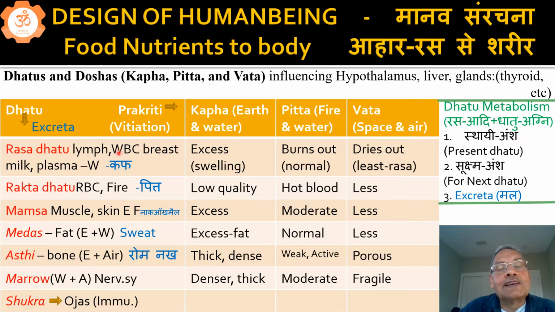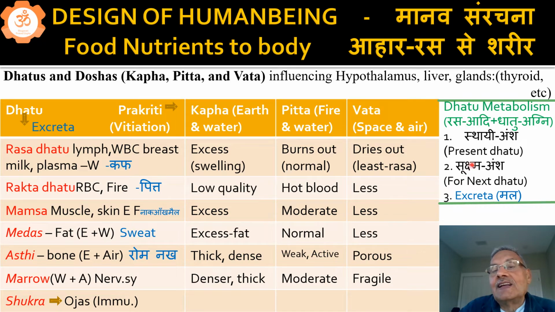And what is rasa dhatu? Rasa dhatu is lymph, white blood cells, mother's milk, plasma, etc. We must understand that it is the ahar ras that is converting into body essentials. How? The dhatu metabolism takes place. It means ras plus dhatu agni, combining the two, further processes into different essentials.